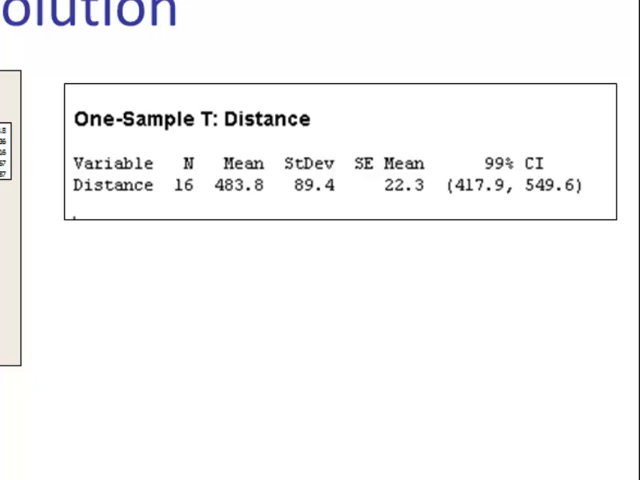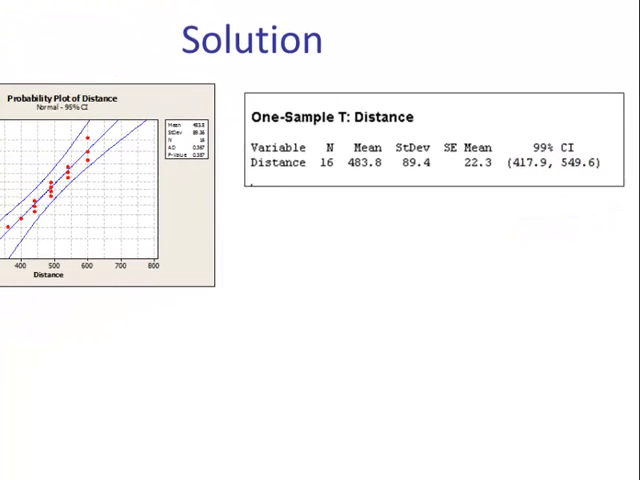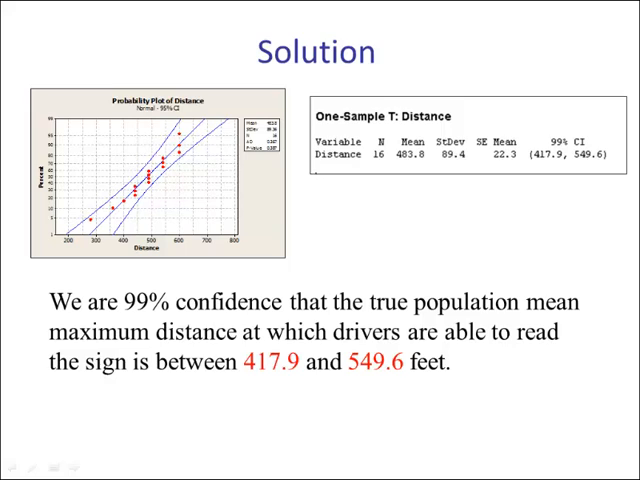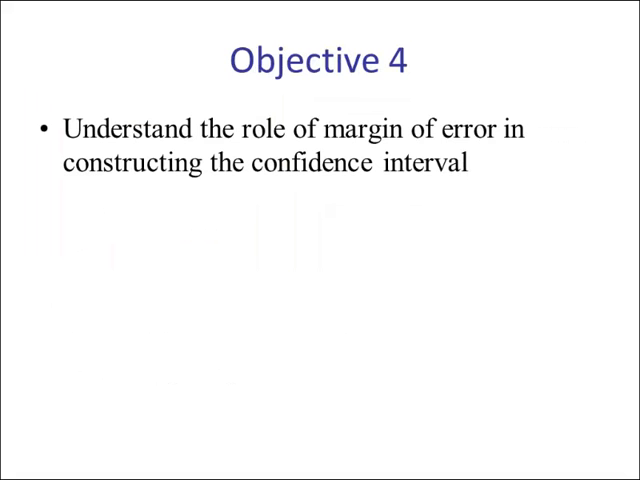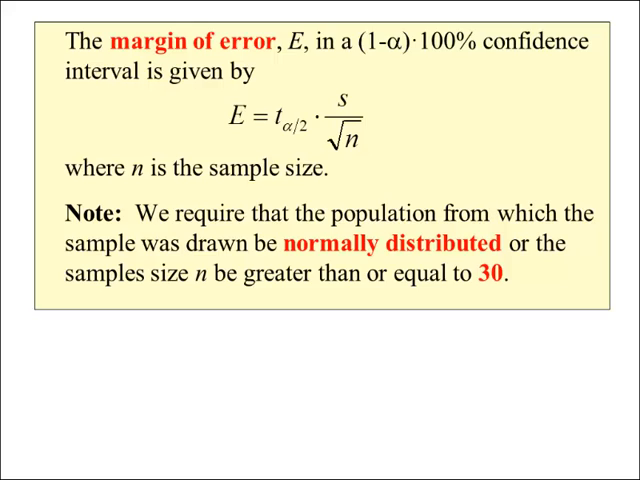Then I computed the one sample t using a 99% confidence level, and here's our confidence interval. To interpret this, we would say we are 99% confident that the true population mean maximum distance at which drivers are able to read the sign is between 417.9 and 549.6 feet.